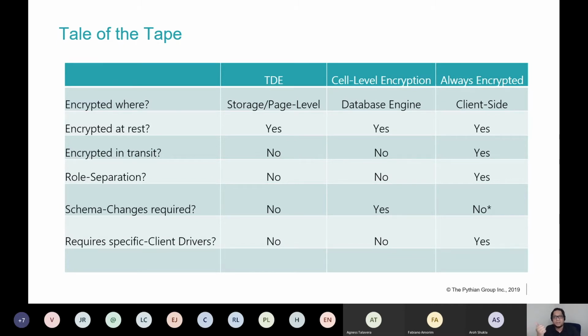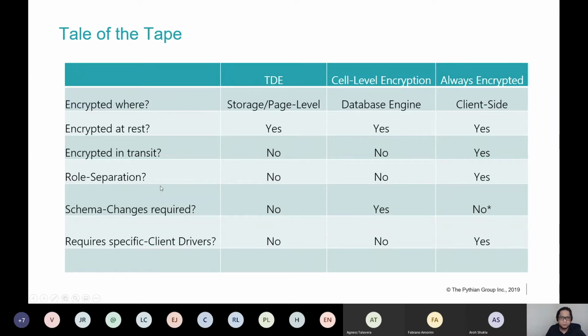Is it encrypted in transit? For TDE and cell level? No, because even for cell level, you decrypt on the database engine. For TDE, once your data is loaded to the buffer pool, it's already decrypted. It's only encrypted on the storage level. So it's not going to be encrypted in transit when you query your data. The only way to encrypt in transit for TDE and cell level encryption is to use SSL together with it.